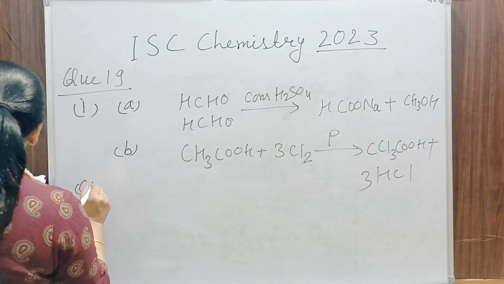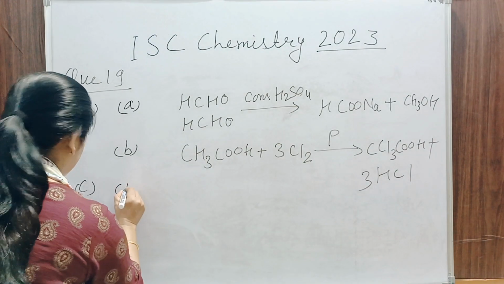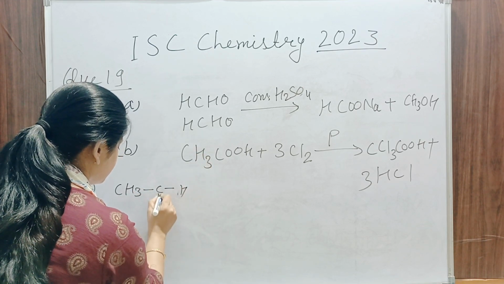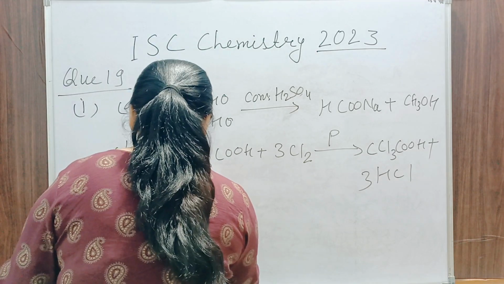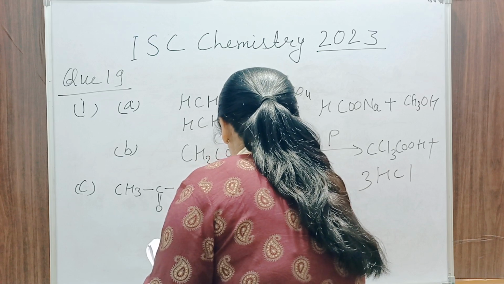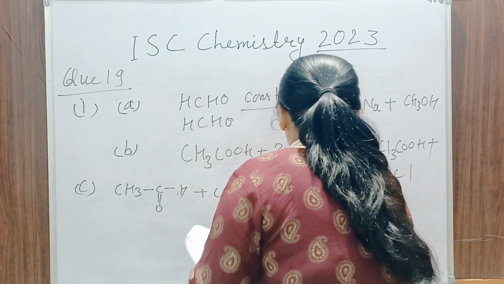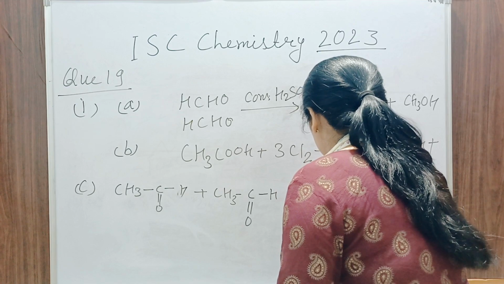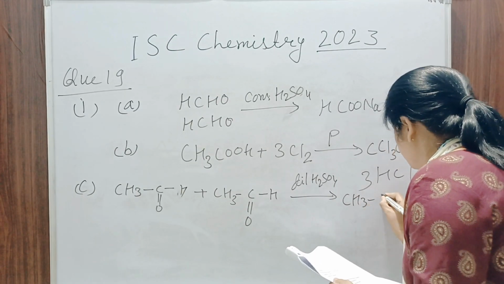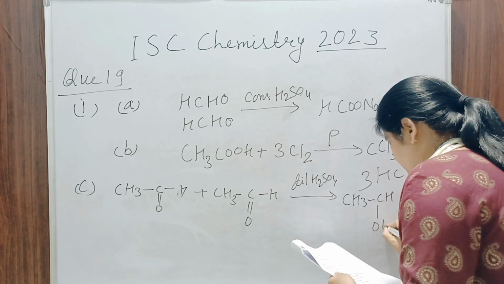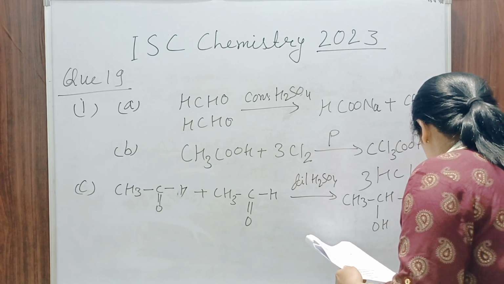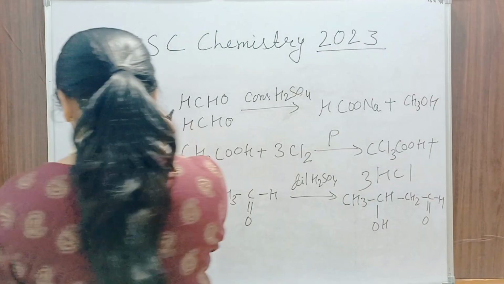Then C, aldol condensation. CH3CH double bond O, then CH3, we need 2 molecules, so H. In presence of dilute H2SO4, CH3CHOHCH2C double bond OH. So this is the aldol condensation.